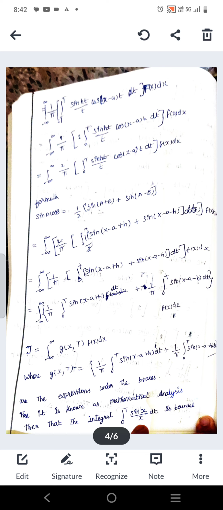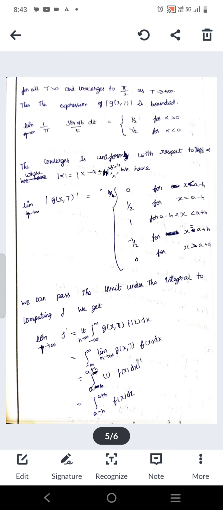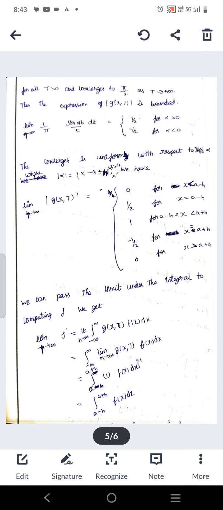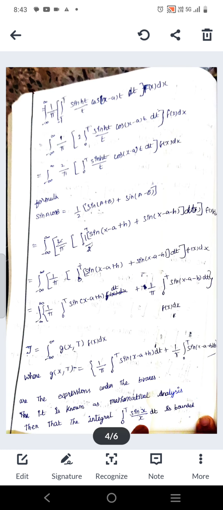Under the braces we have denoted g of x comma t, capital T. Okay, it's important. And we have split it, this term is g of t. The expression in the braces we already noted, it's the mathematical analysis term. Okay, and we have integrated, it is bounded for t greater than 0, and it converges to pi by 2 as t tends to plus infinity. This is also the same for this case.